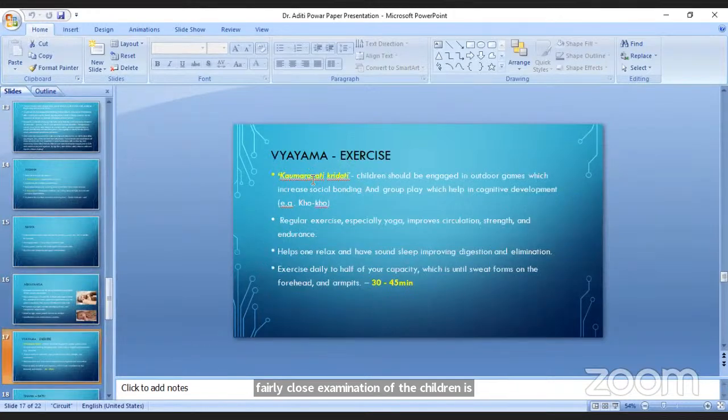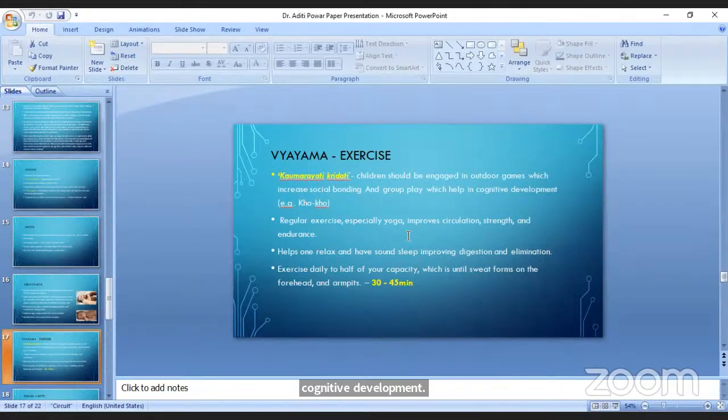Vyayam, or exercise. Kumarayati, Kridayati: the one who plays excessively is called Kumara. Children should be engaged in outdoor games which increase social bonding, and group play which helps in cognitive development. Games like Kho should be encouraged.